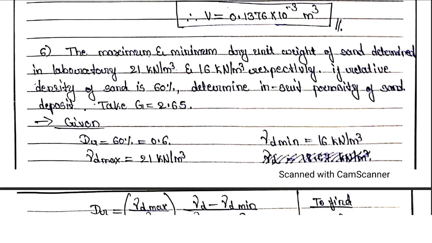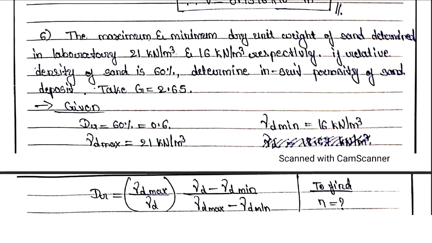The maximum and minimum dry unit weight of sand determined in the laboratory are 21 kilonewton per meter cube and 16 kilonewton per meter cube respectively. If the relative density of the sand is 60%, determine the in-situ porosity of the sand deposit. Take G is equal to 2.5.